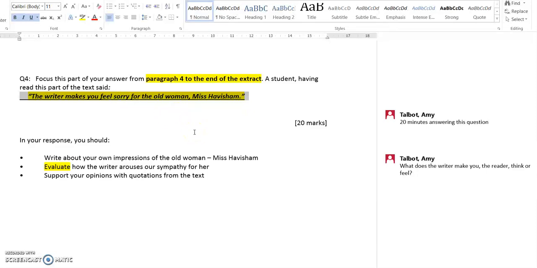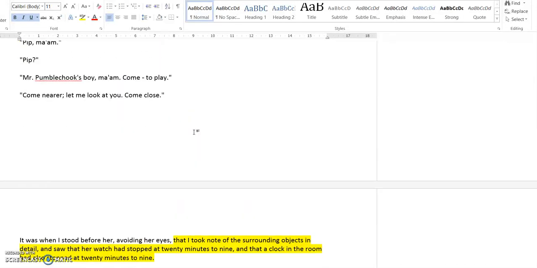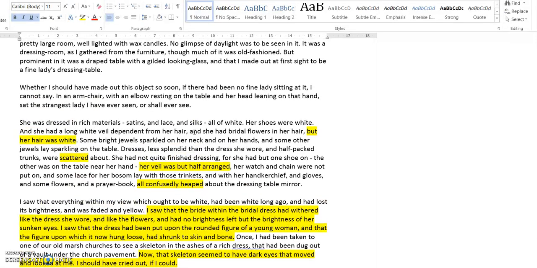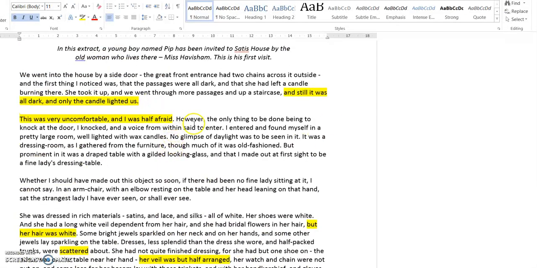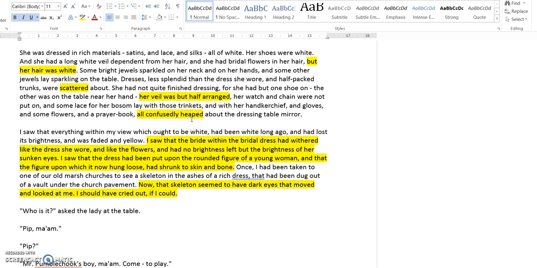So if we go up to the text, I've already highlighted a few things that I want to look at. And here's paragraph 4, this is where we start. So the rest of the text we're going to ignore. So paragraph 4 is there. And what's good about this question as well is that you've already answered question 2 where you've looked at the language and the effects that it's had on you as the reader. And you've looked at the structure as well. And so those ideas you can use in this answer.